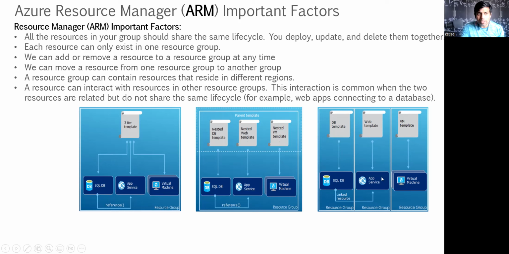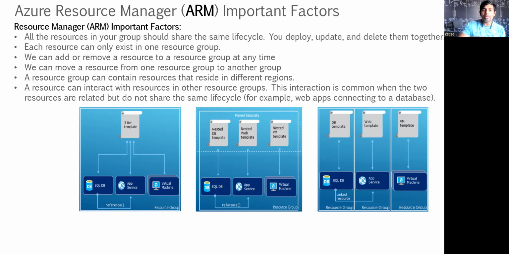Now, look at this picture, sir. SQL database is in a separate resource group. Application is in a separate resource group. Virtual machine is in a separate resource group. Separate RGs. So the important point I'm trying to tell here is, though all three are in separate RGs, access is different from RG.